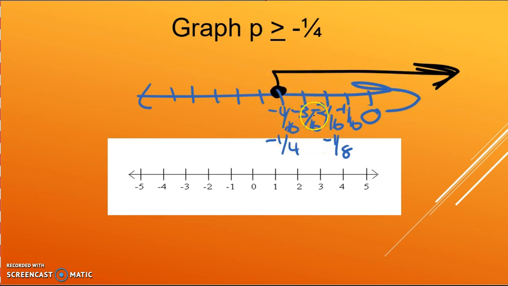Again, just like the last one, if you didn't know that, you can plot a point above the point, below the point, see which one works, and then put the arrow in that direction.